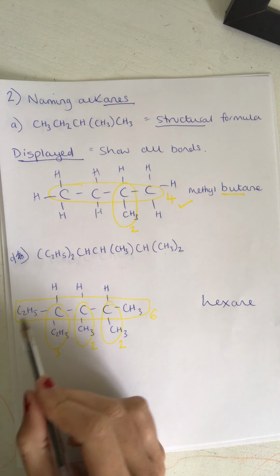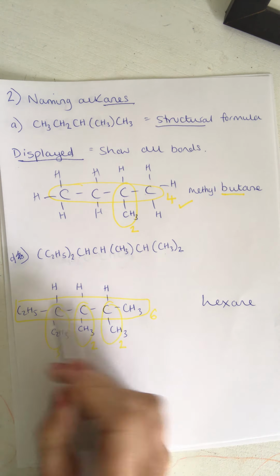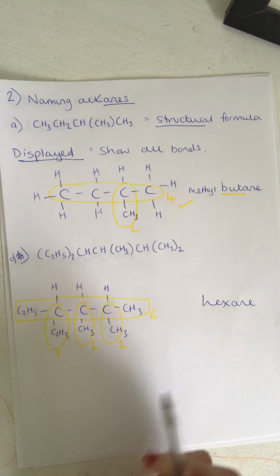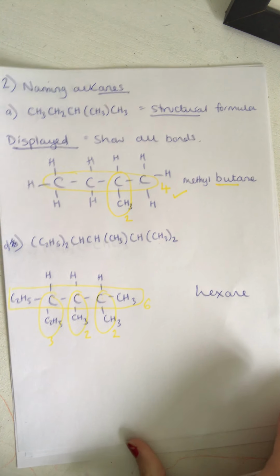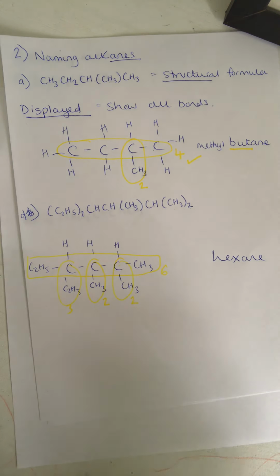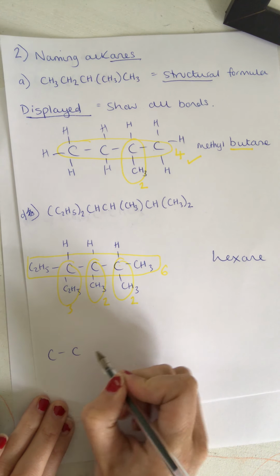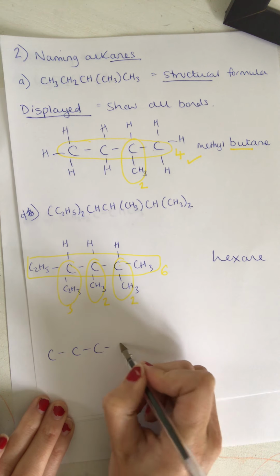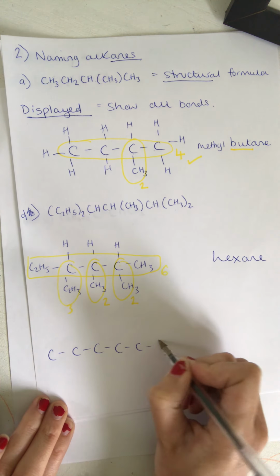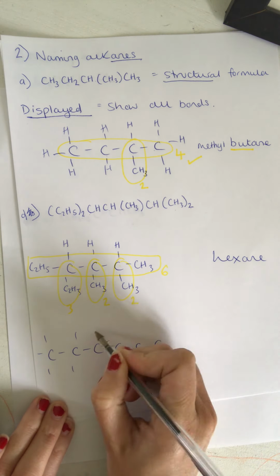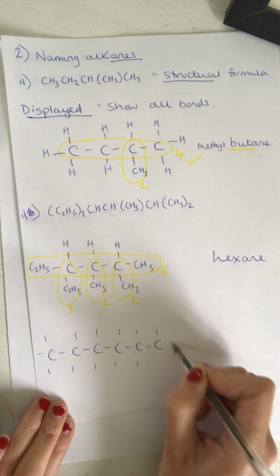Now, you might find it easier for nomenclature purposes if you redraw this down here. Am I still in shot? Yeah. C2H5, so 1, 2, 3, 4, 5, CH3, 6, and then do all the bonds.